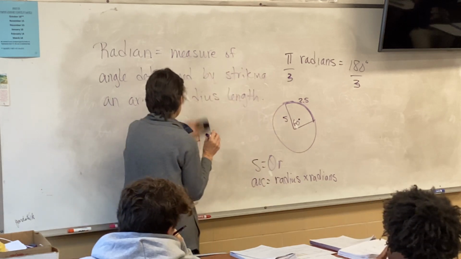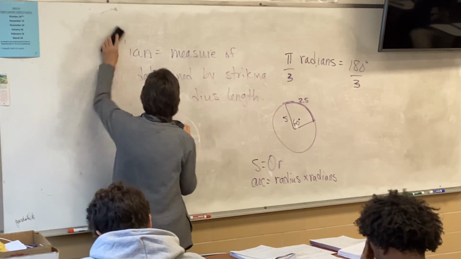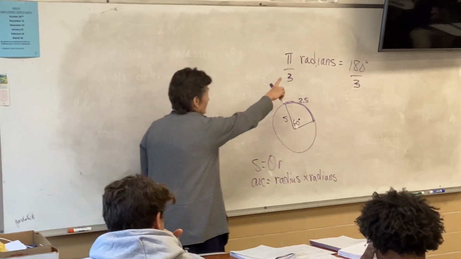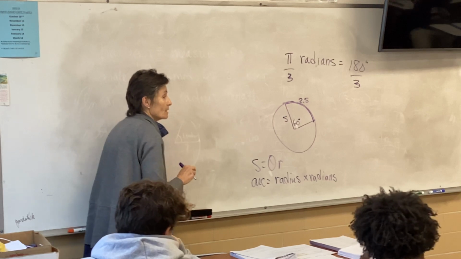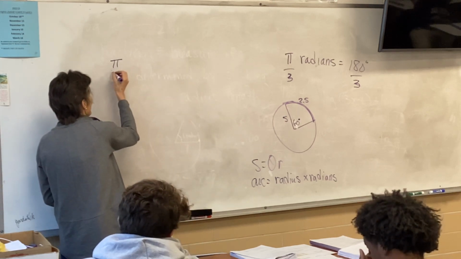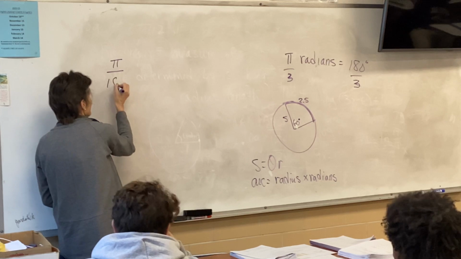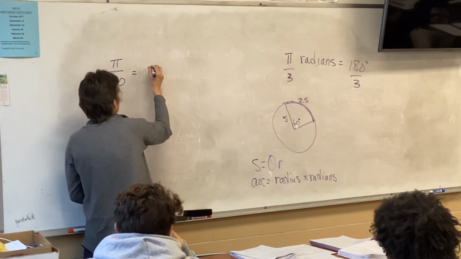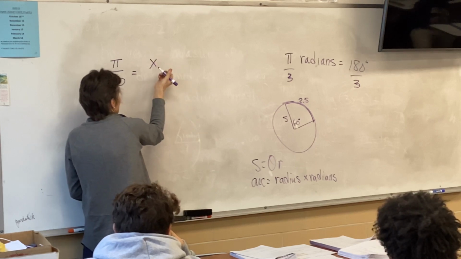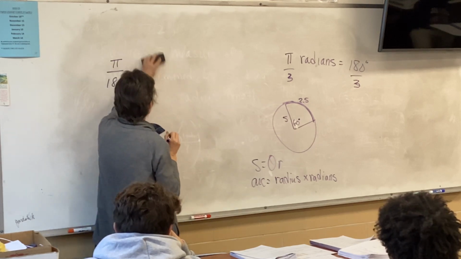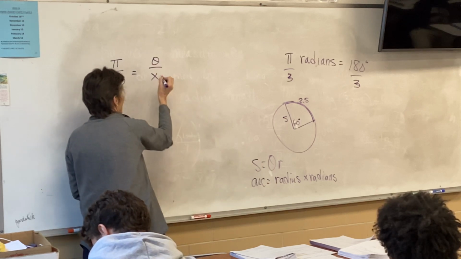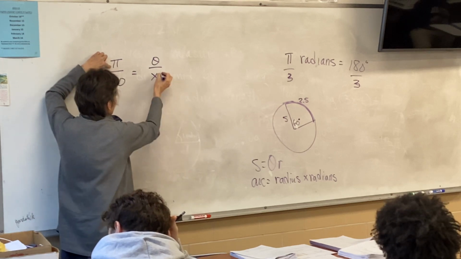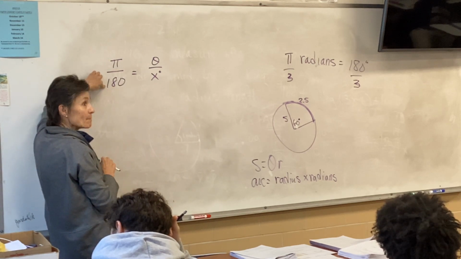So they give you a formula for degrees, but it hinges on this relationship right here. Pi radians is 180 degrees. So x radians, or let's say theta, we'll say theta radians is x degrees. So pi radians is the same as 180.